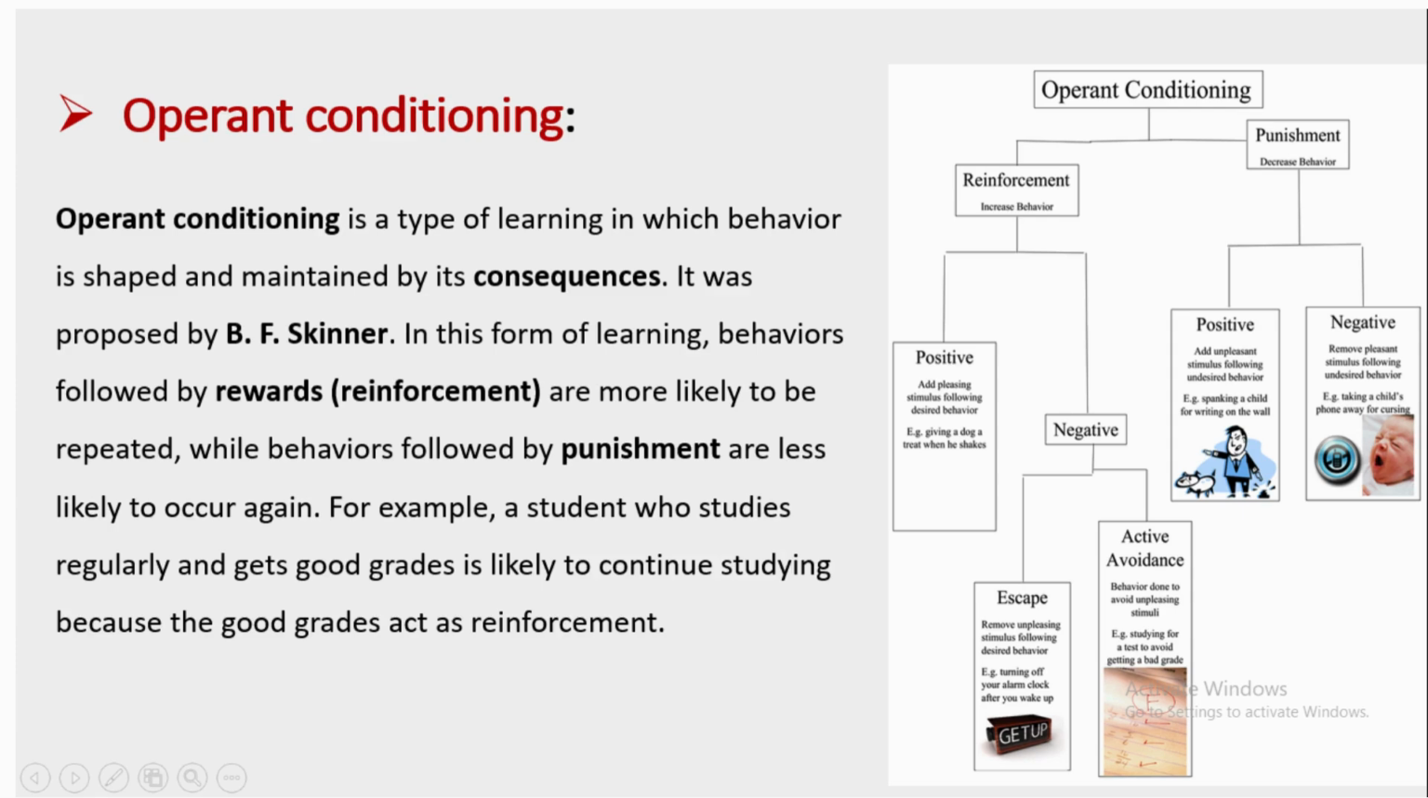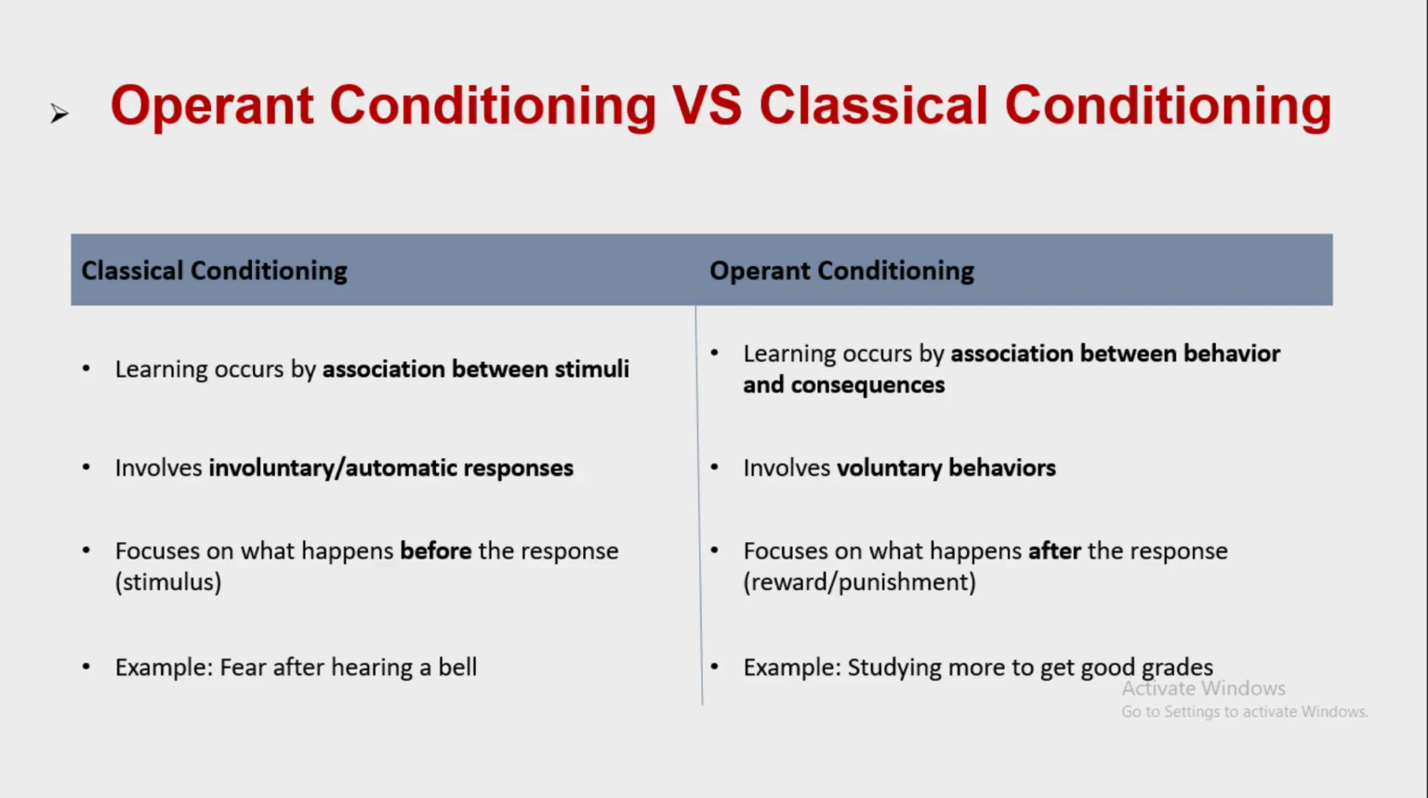For example, a student who studies regularly and gets good grades is likely to continue studying because the good grades act as reinforcement. So, what is operant conditioning versus classical conditioning? In classical conditioning, learning occurs by association between stimuli. In operant conditioning, learning occurs by association between behaviors and consequences.